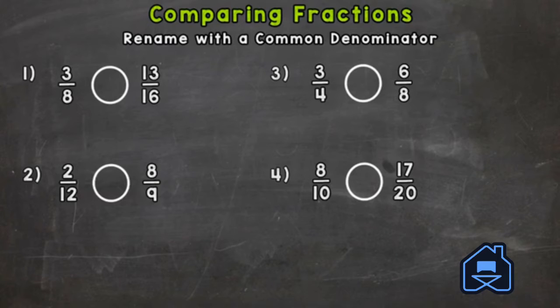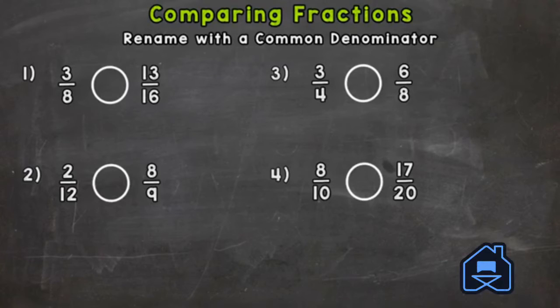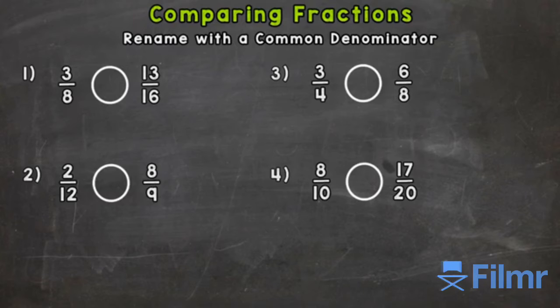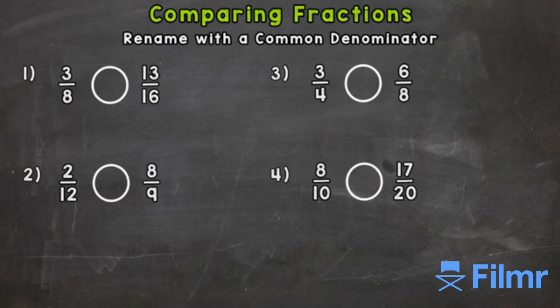So let's jump right in to number 1. And for number 1, we have 3/8 and 13/16. So the first thing you want to do when comparing fractions, check to see if they have a common denominator. If so, it'll be pretty easy to compare the two fractions. If they do not have a common denominator, we need to find one and rename those fractions. That way, it'll make it very easy to compare when we do have a common denominator.